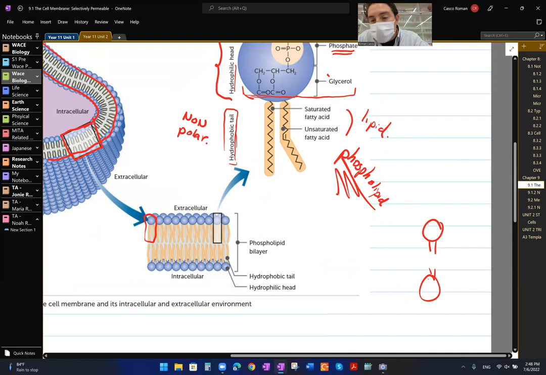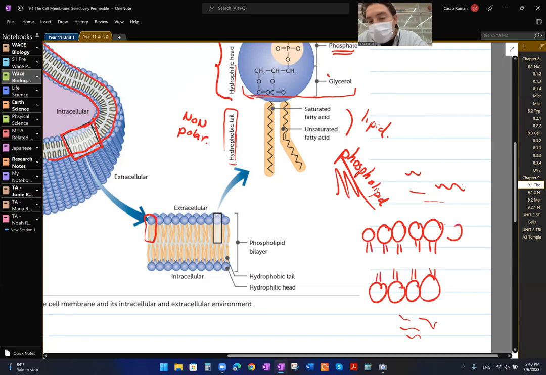Okay, you have one phospholipid in which you have water on this side, and you also have water on this side. So all the phospholipids reorganize themselves so that the tails face each other. That way, the tails get away from water. Okay, they fear water. That's why it's called hydrophobic, water fearing.